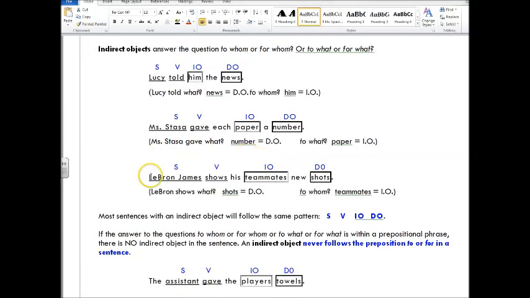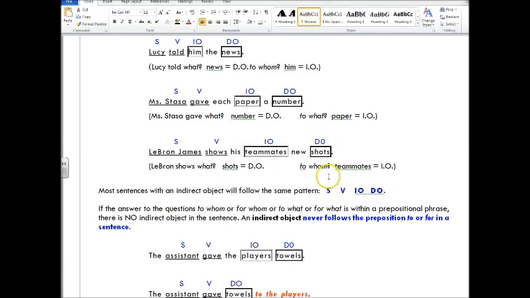Okay? Another example: LeBron James shows his teammates new shots. So LeBron shows what? Right? Subject, verb. He shows shots. To whom? His teammates. So teammates is your indirect object. Shots is your direct object.